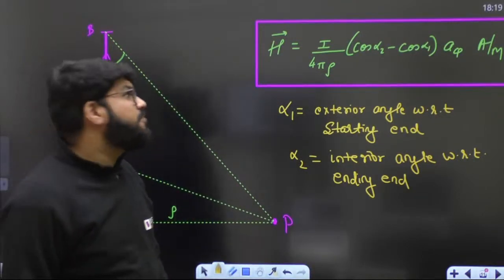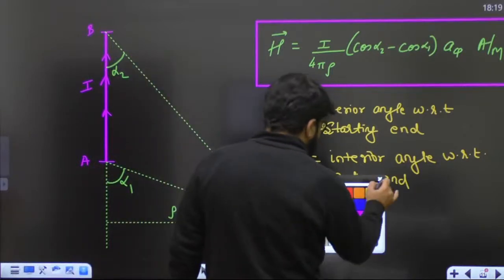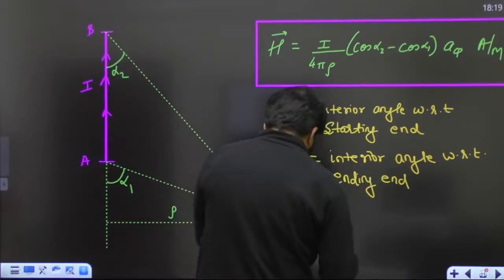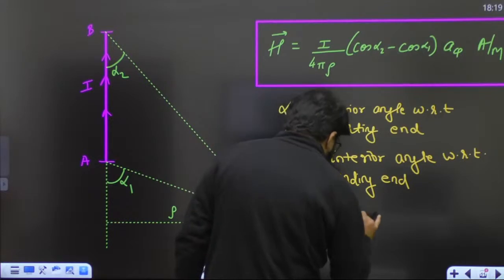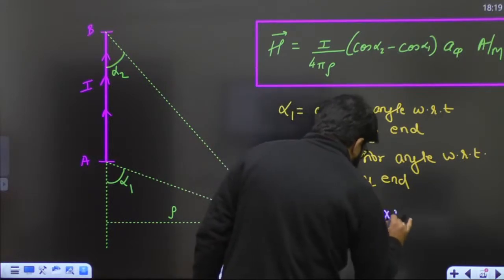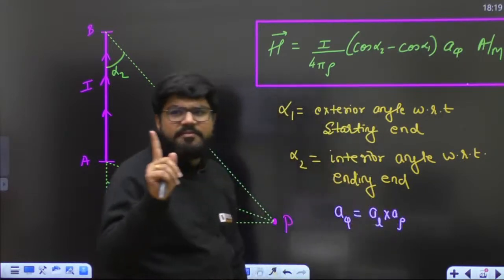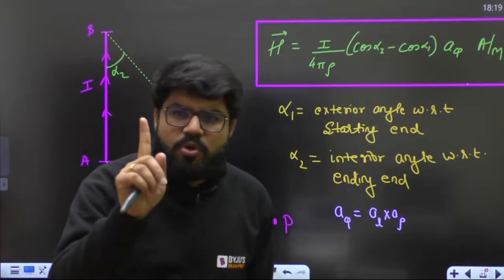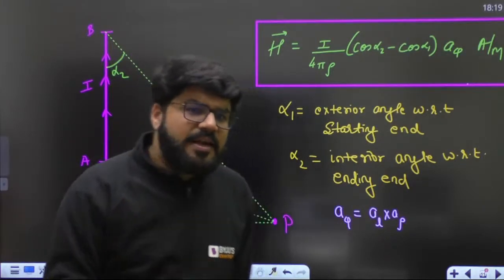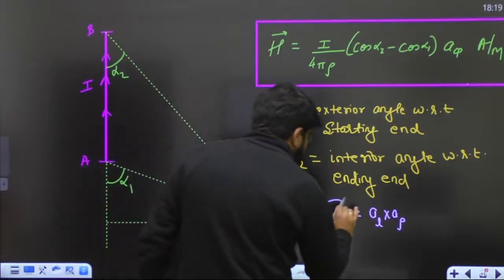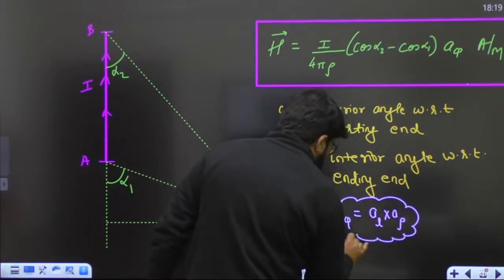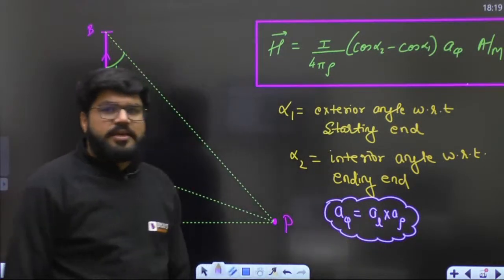Now how to calculate a phi? I am telling you the direction, there is one more method of calculating the direction. What is the direction? A phi. A phi can be calculated in two methods. Number 1 is the right hand thumb rule, already I told you. Number 2 is using the formula AL cross A rho. What is a phi? AL cross A rho.